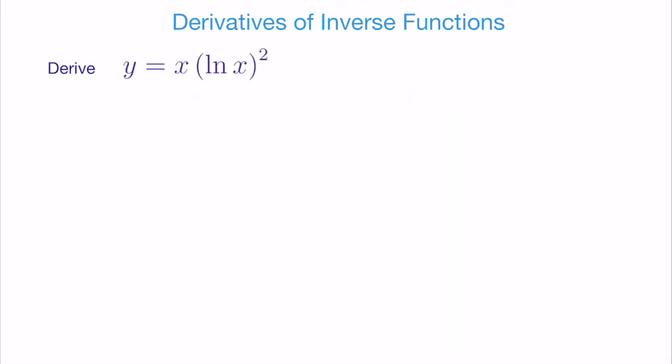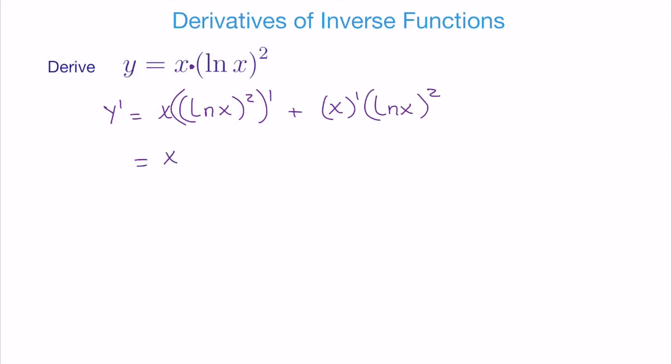Easy. In this example, we have a combination of functions. We have multiplication, we have a power, and ln x. What is the operation that joins my entire expression? Yep, multiplication. Here we have a multiplication. So the first thing we have to do is apply the product rule. So the derivative of y is keep x and derive ln x squared, plus derive x and keep ln x squared.